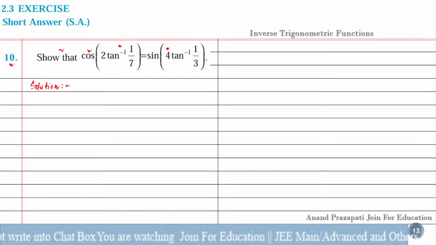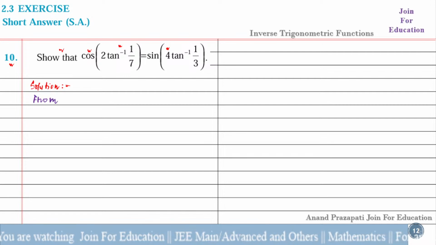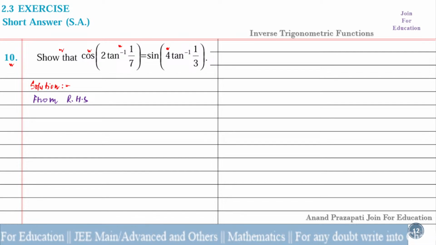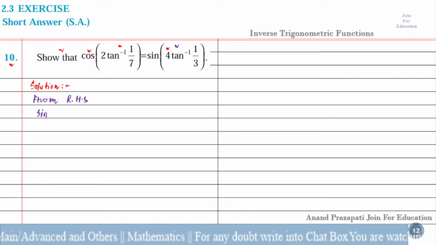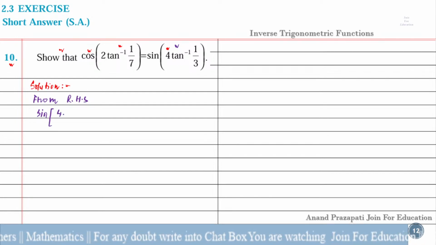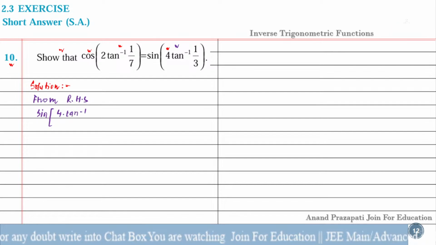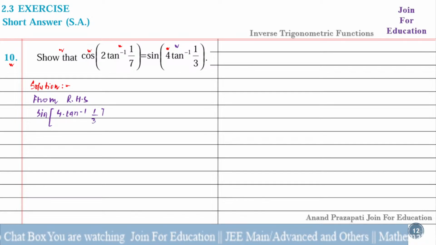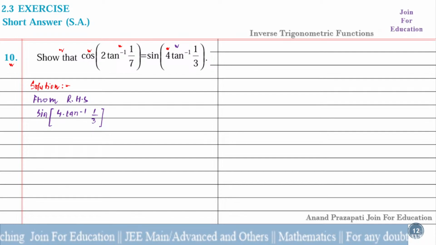So from RHS, it means that this one. So here will be what? Sin 4 tan inverse 1 by 3. So we write down this one.